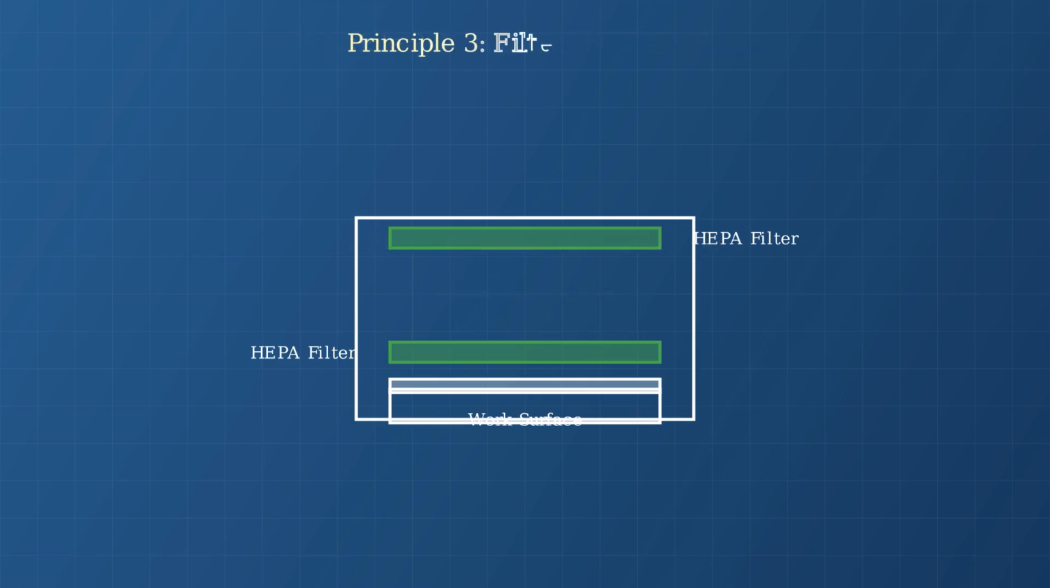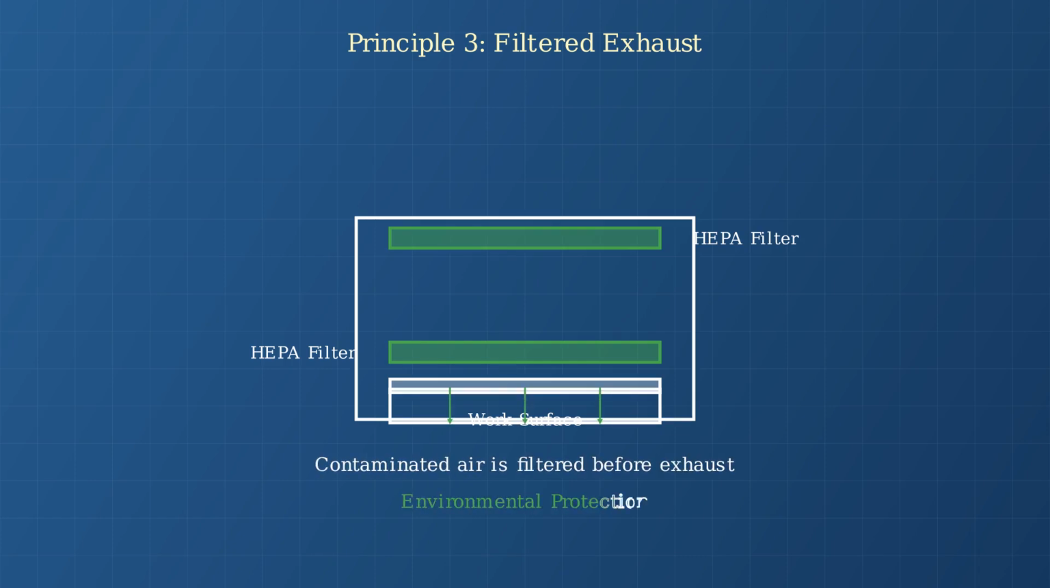The third principle is filtered exhaust. All air inside the cabinet, which may contain hazardous particles, passes through HEPA filters. These filters remove 99.97% of particles, 0.3 microns or larger, ensuring that only clean air is released to the environment.